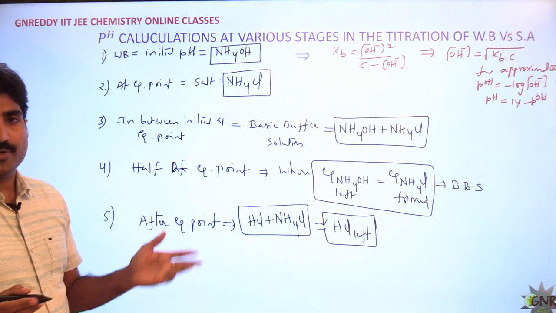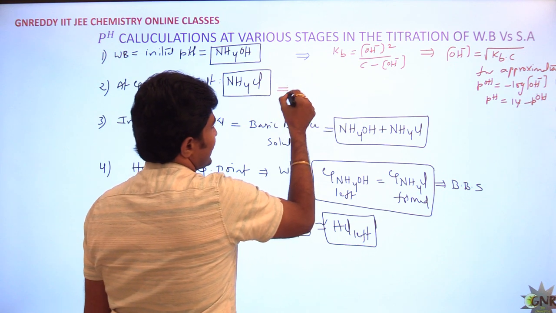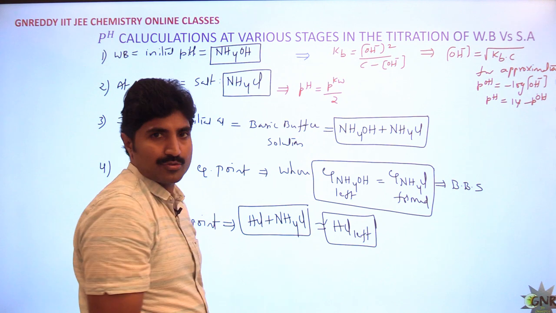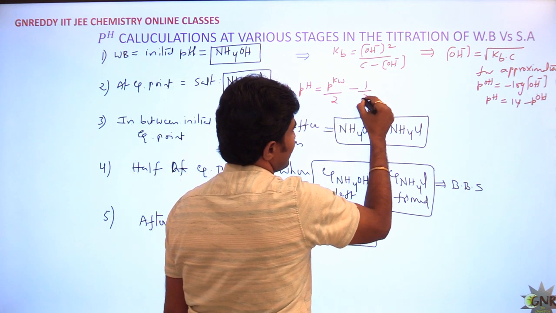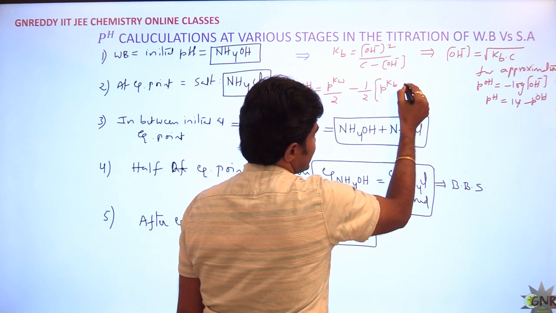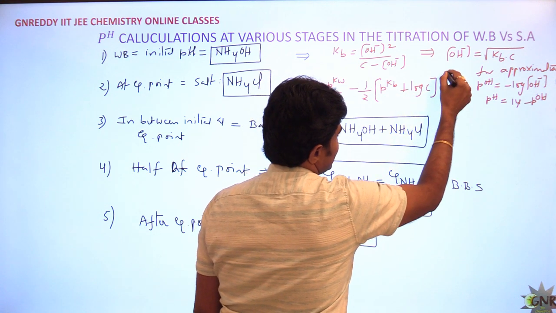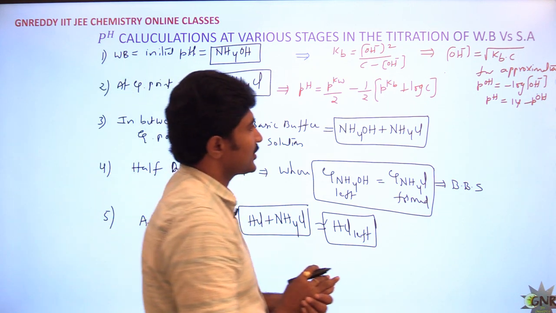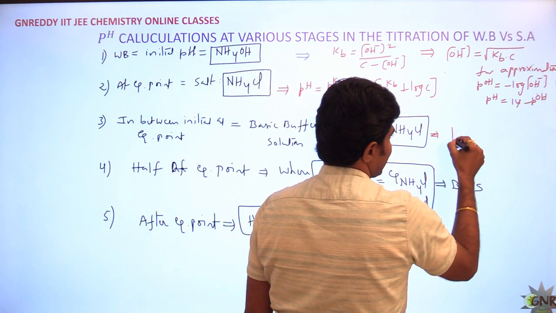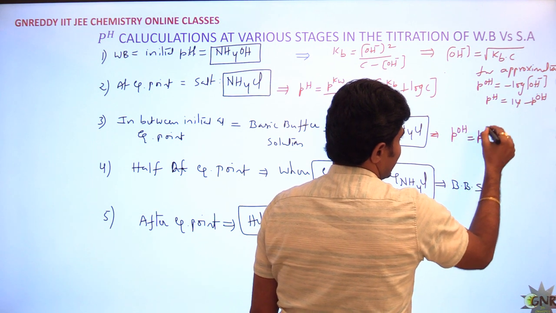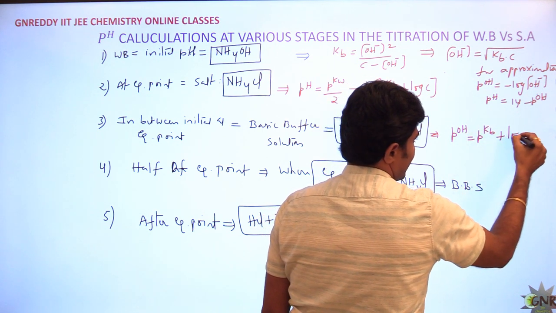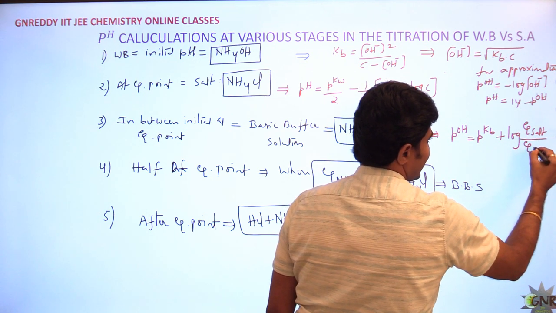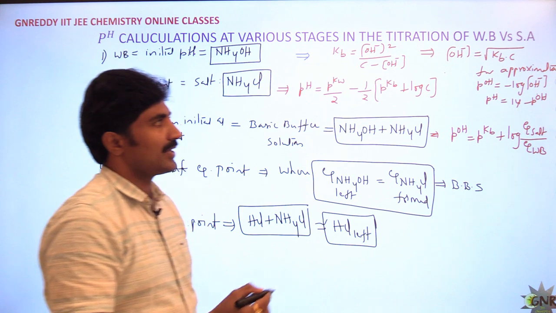Second, at the equivalence point there is ammonium chloride salt, and you know this salt's pH: it is pKw by 2. What is pKw by 2? 7 at 25 degrees centigrade, minus half of pKb plus log C. So based on this you can calculate. And in between the initial and equivalence point, there is a basic buffer solution. That basic buffer solution's pOH is calculated by pKb plus log of equivalents of salt by equivalents of weak base. By this you can calculate.